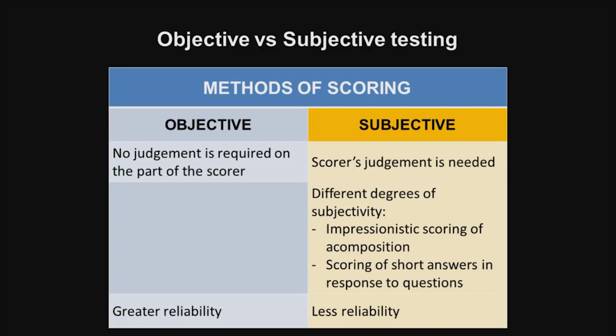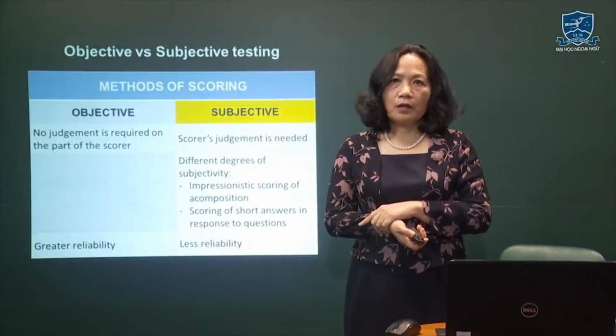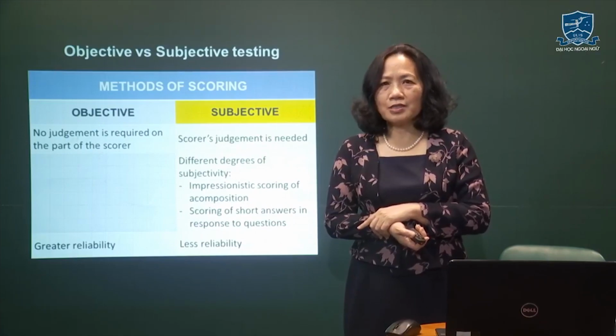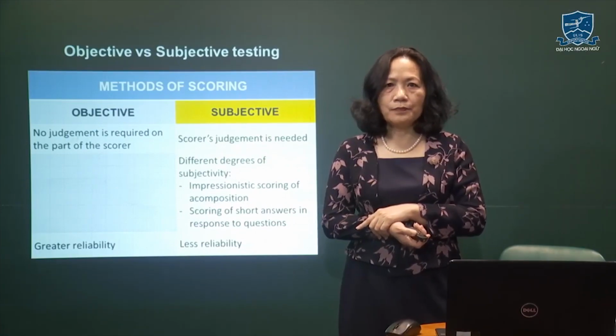But for subjective testing, the scorer's judgment is needed. And there are different degrees of subjectivity in scoring. So maybe impressionistic scoring of a composition, or scoring of short answers in response to questions. So the degree of subjectivity may vary. And what about the advantages and disadvantages of these two?